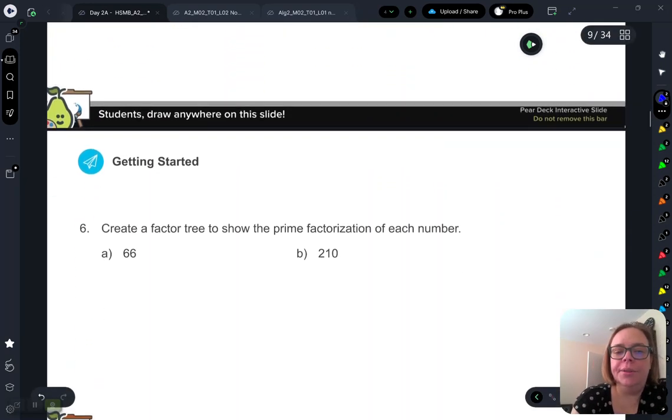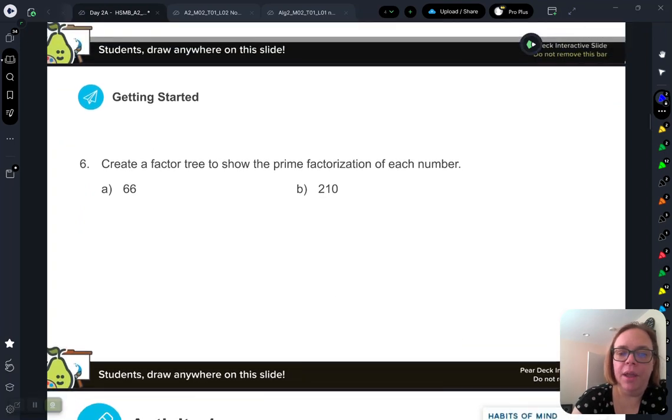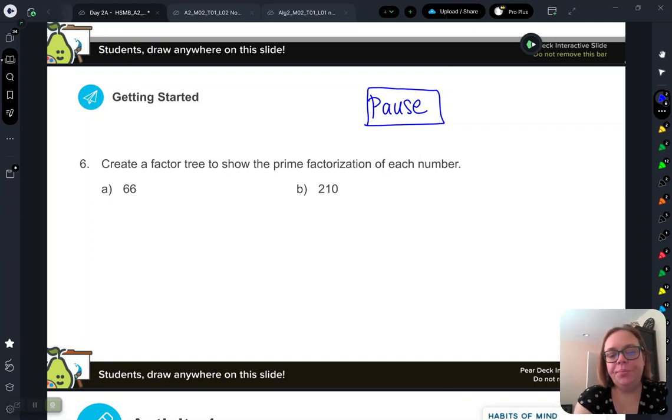Okay, go ahead and make a couple factor trees. I think you guys can do that. Go ahead and pause it, make the factor trees. And when you're ready, unpause it. All right, check your work.